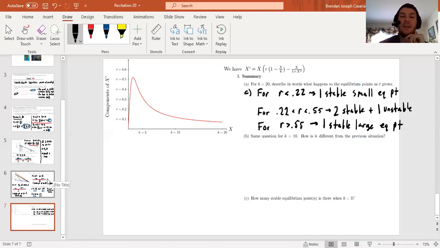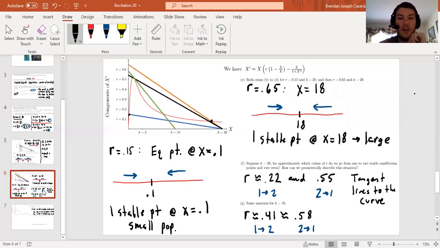For k equals 10, it's actually quite similar, but the real difference here is that for 20 it was 0.22 and 0.55. For 10 it's 0.41 and 0.58. That just means to transition from the different types of equilibrium points for different values of R, the values of R are larger. And so the birth rate of the budworms needs to be larger.